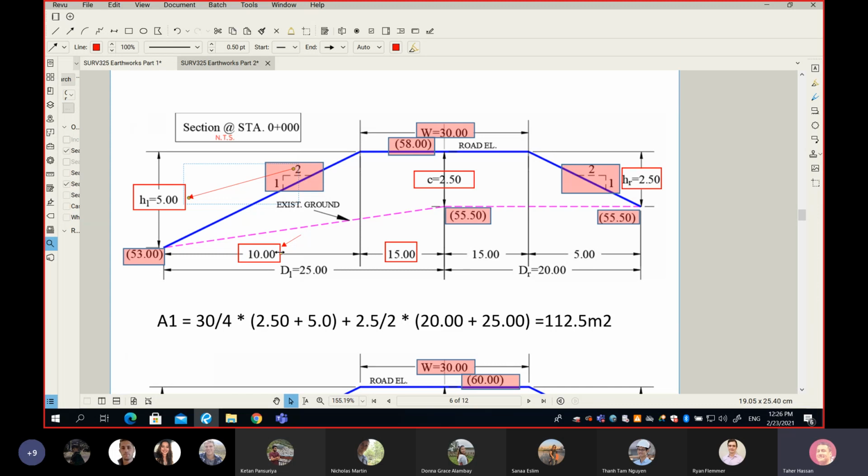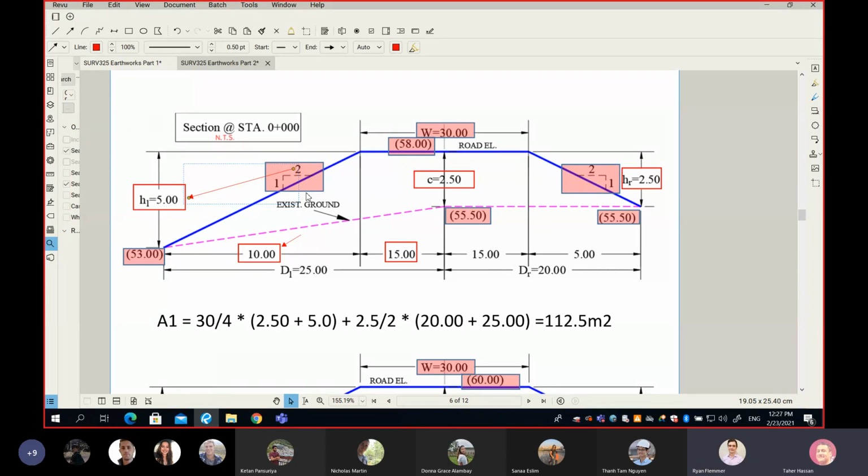But remember, the side slope must be Z to 1, Z horizontal units to 1 vertical unit. In our case here, it is so simple because the side slope is 2 to 1. I'm asking you, what if my side slope is 3 to 2? What should we do?